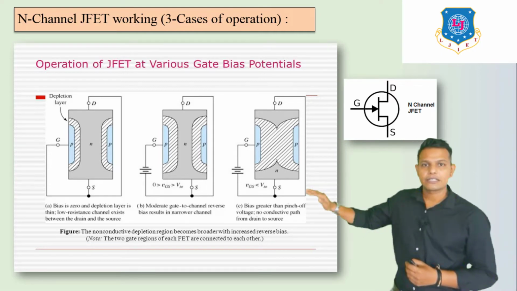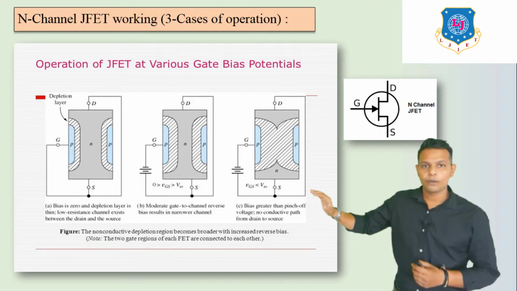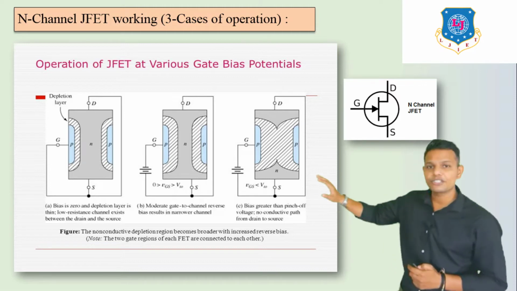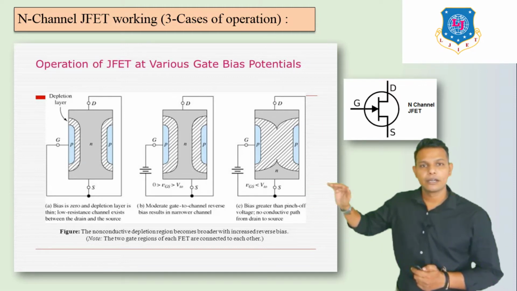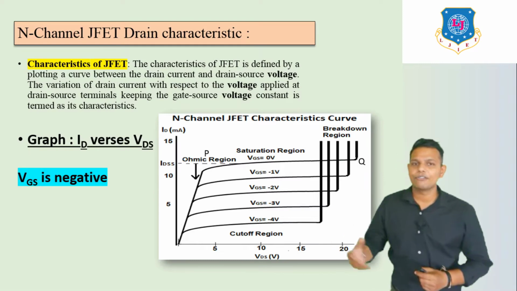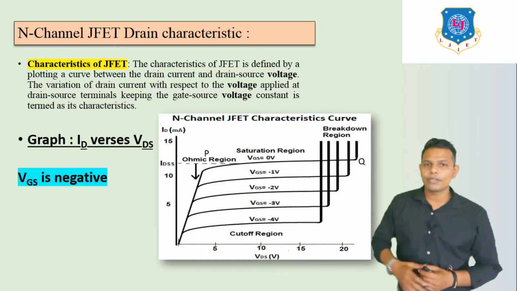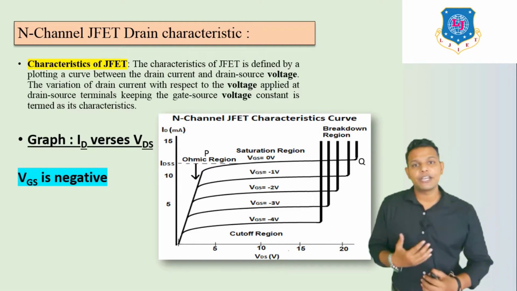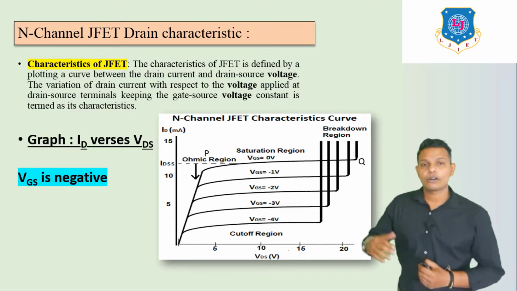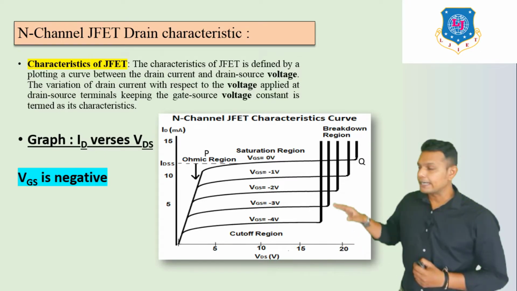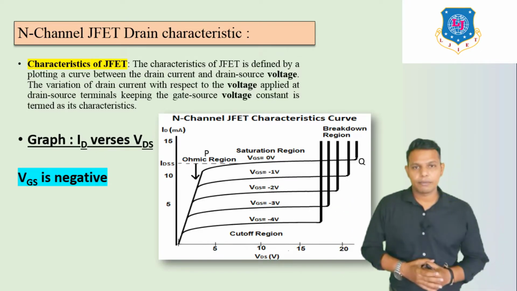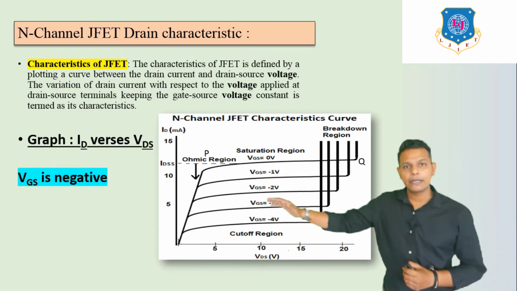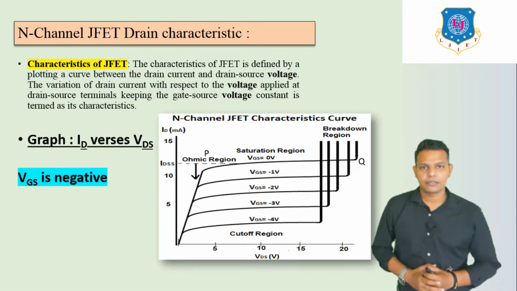So it is most important to draw the characteristics of N-channel JFET. Remember these three cases, we are going to use them in the graph. So let us start with its characteristics. Here the N-channel JFET characteristics are basically drain characteristics, or more precisely output characteristics, because here output voltage is on the x-axis and output current on the y-axis.